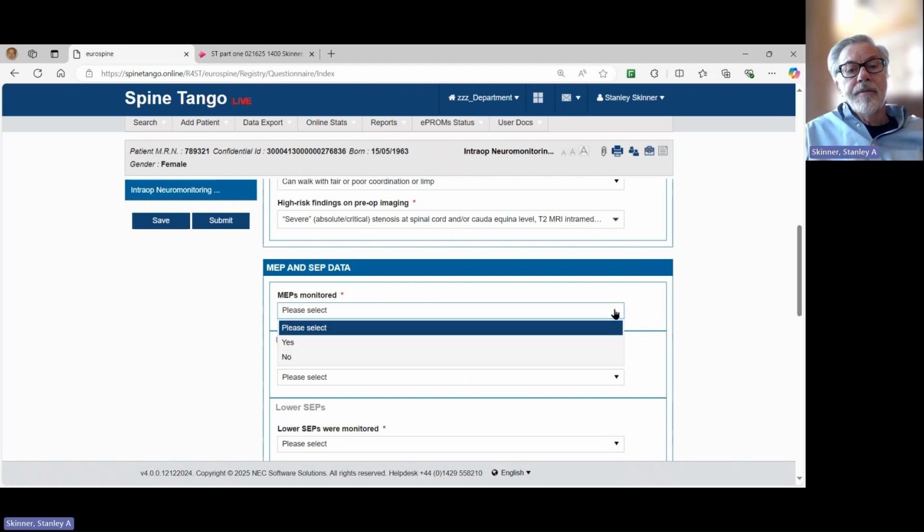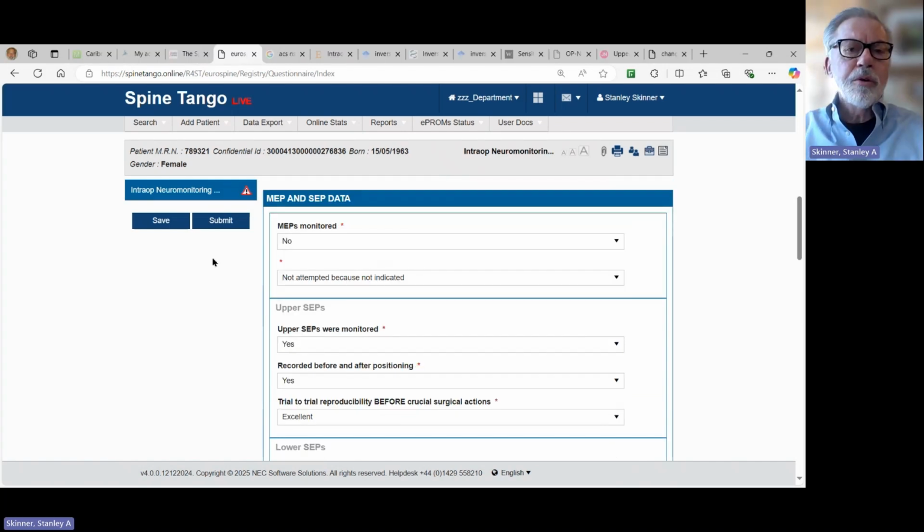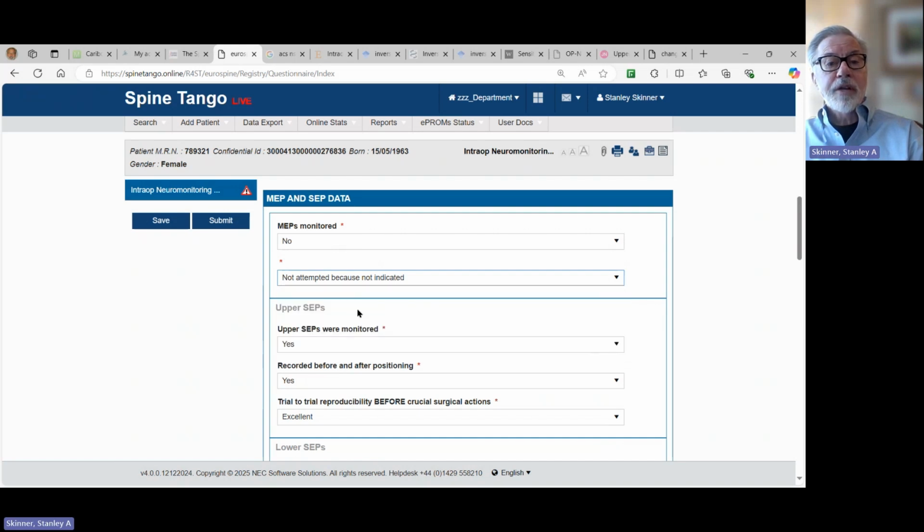MEPs monitored. We're going to say yes, but what if we said no? Well, if the answer to MEPs monitored is no, there is an immediate drop-down list below that, which needs to be addressed. Among the answers are not attempted because not indicated, not attempted because of patient factors, not attempted because not ordered or declined by the surgeon, attempted, but MEPs not recordable. So we'll just stay with not attempted because not indicated.